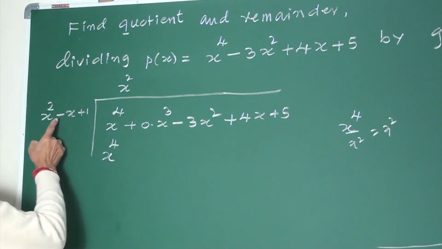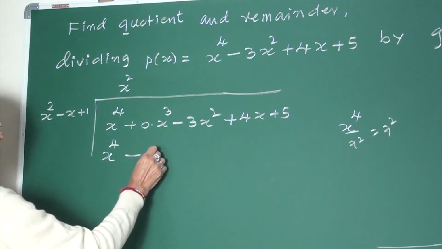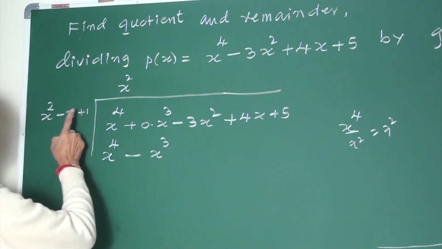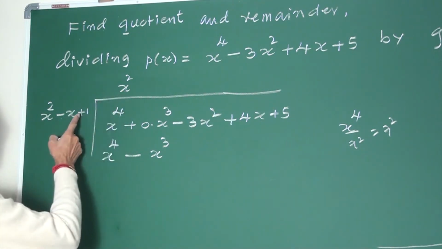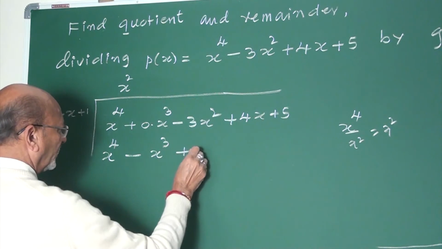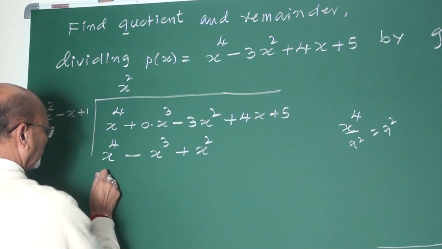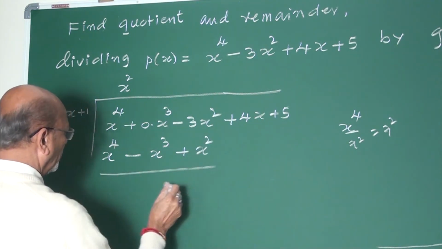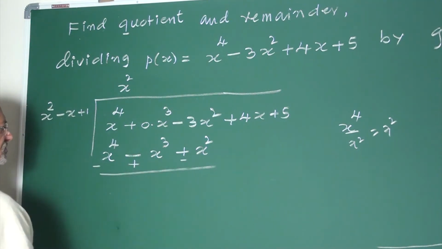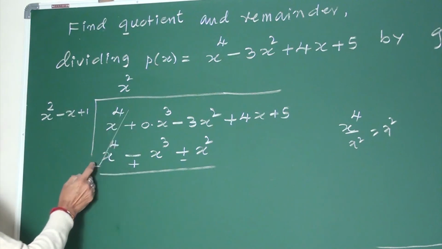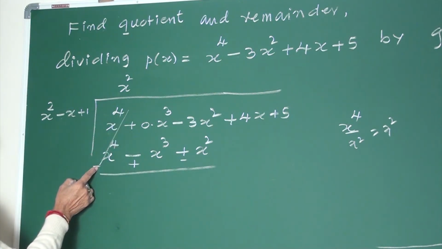Next, x square into minus x, it is minus x cube. X square into plus 1 is plus x square. Sign change, sign change, sign change. X to the power 4 minus x to the power 4 cancels.